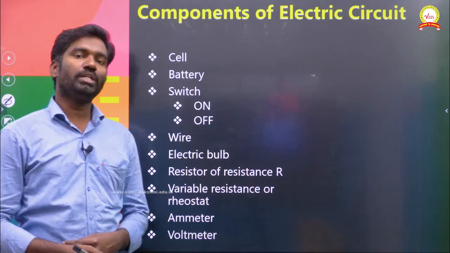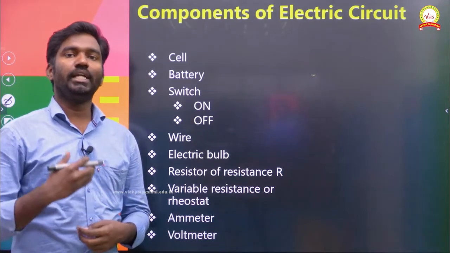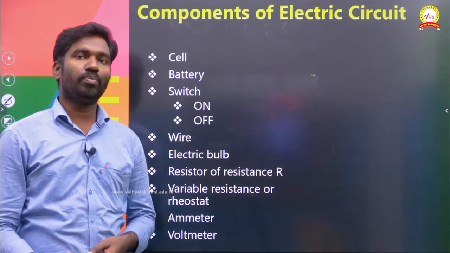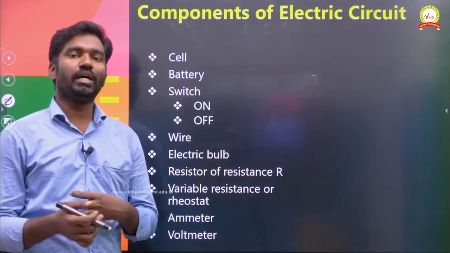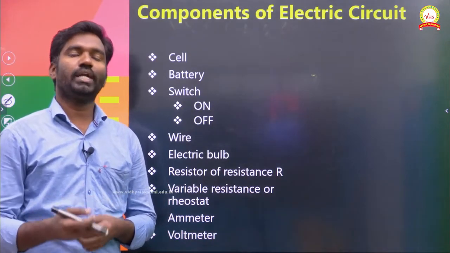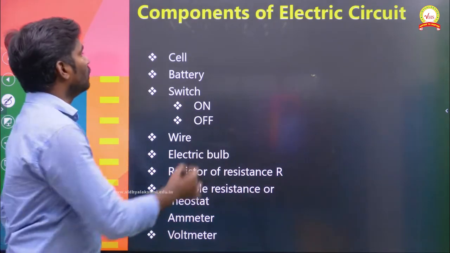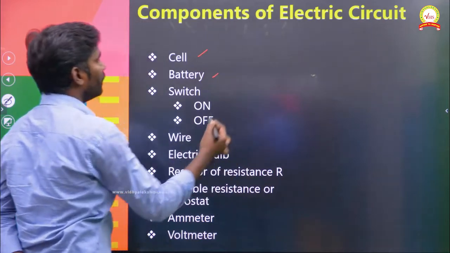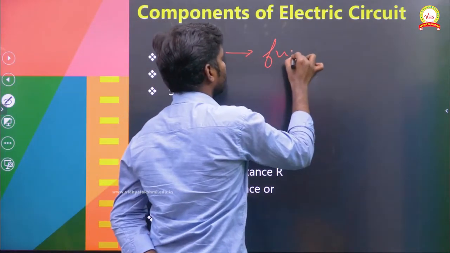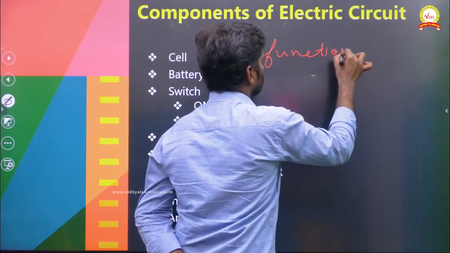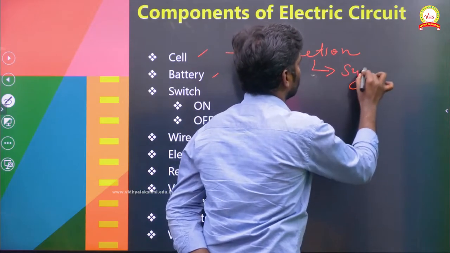So what are the various components you are going to use? Cell, battery, switch, either in the on position or in the off position, and then wire, electric bulb, resistor, rheostat. Rheostat you can also call a variable resistor, and then ammeter and voltmeter. So these are the components we are having. We are going to see what their functions are. Suppose we are talking about the cell, what is the function of the cell and what is the symbol for it?